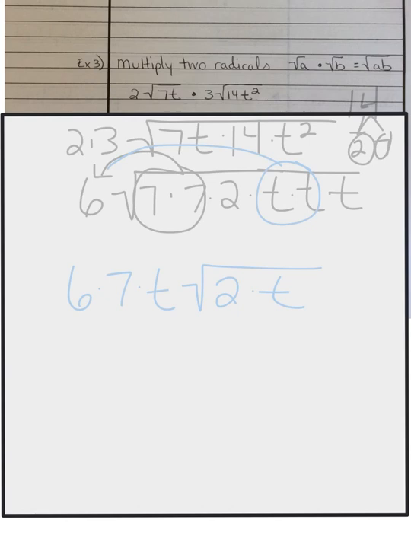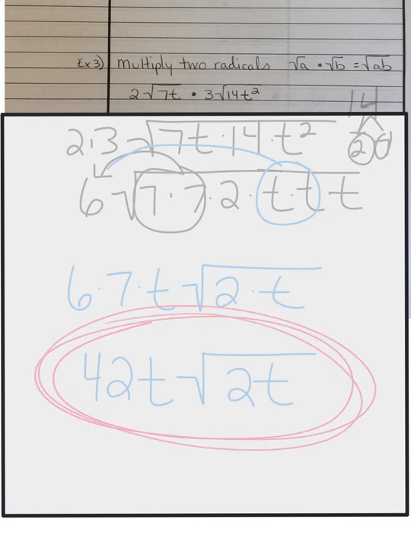So if we simplify out front, 6 times 7 is 42t, square root of 2t. And that's it. That is simplified. It is simplified because we have no fractions. It is simplified because you have no perfect squares underneath the radical symbol.